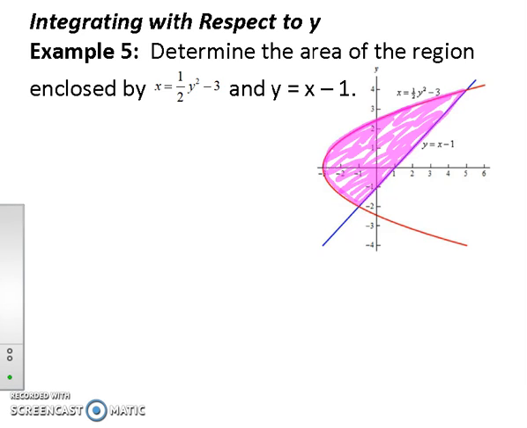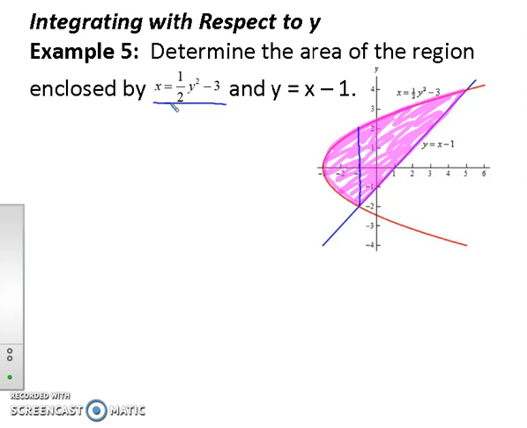And if I was going to do it with respect to x, then if we think in terms of upper minus lower, we would actually have two regions here. This left region, the curved portion there, would be bounded by the upper portion of the parabola and the lower portion of the parabola, which if we were thinking of it in terms of x, would mean that we would have to take this x equals 1/2 y squared minus 3 and put it into y equals form. That would require square rooting, and when we square root, we get a positive square root and a negative square root.